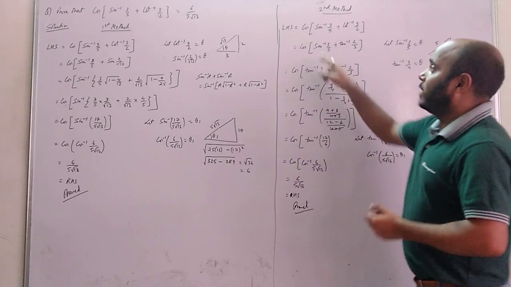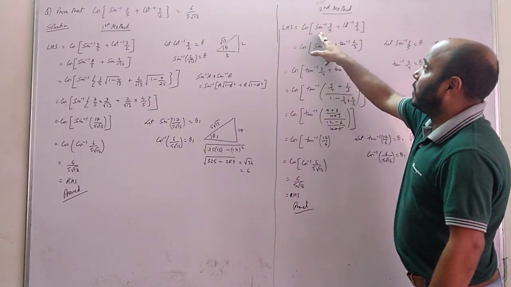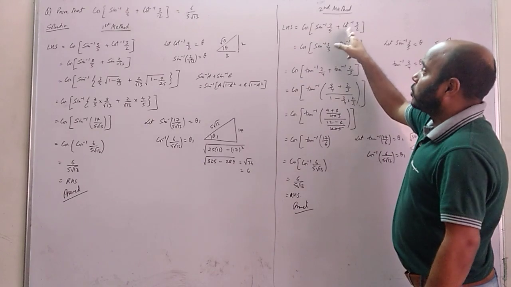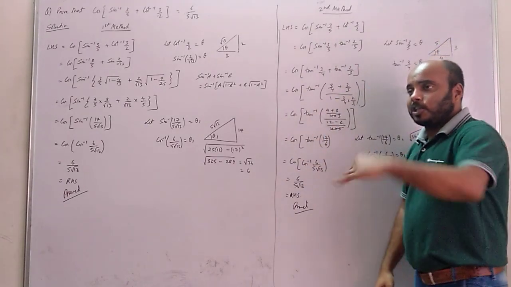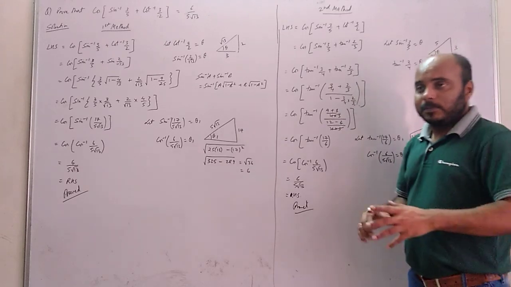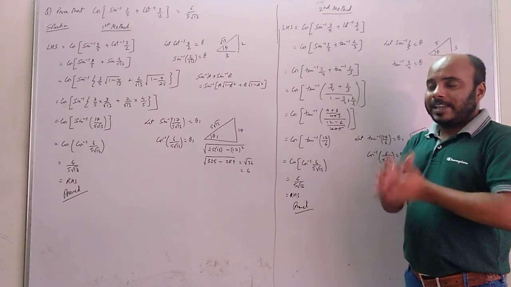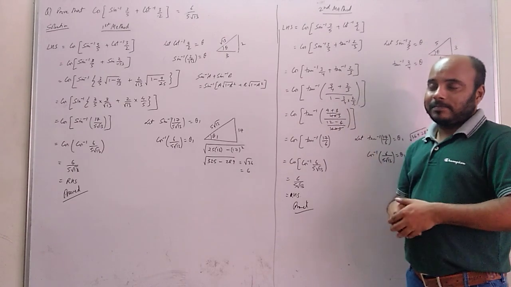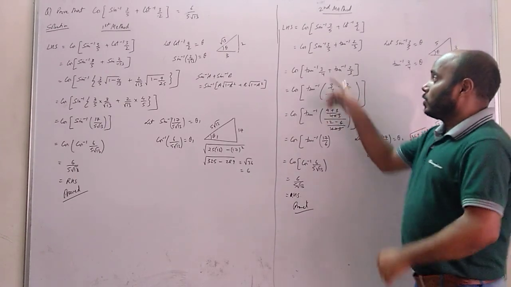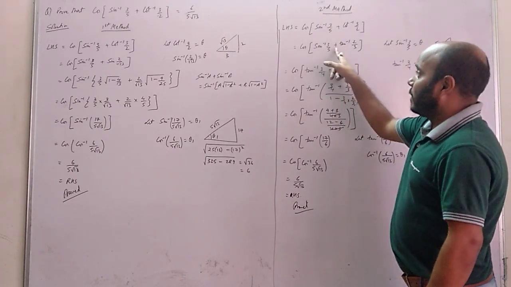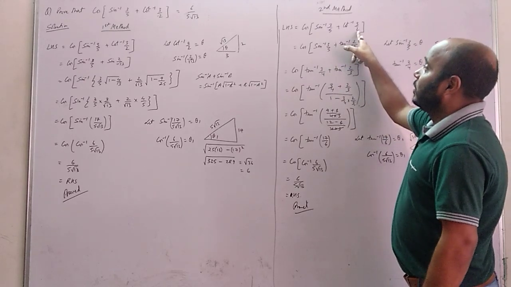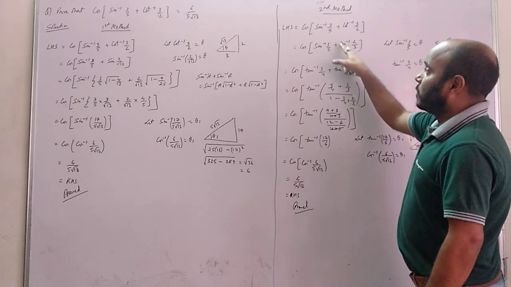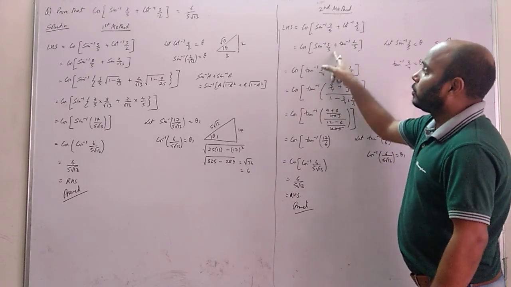Okay, let's see. Cos of sin inverse 3 by 5 plus cot inverse 3 by 2. Now the first job is to convert the cot inverse into tan inverse because it's easy to convert. Take the reciprocal. We have a theorem: cot inverse x equals tan inverse 1 by x. Reciprocal has to be taken. So sin inverse 3 by 5 plus tan inverse, reversed, 2 by 3. Okay, 3 by 2 becomes 2 by 3.